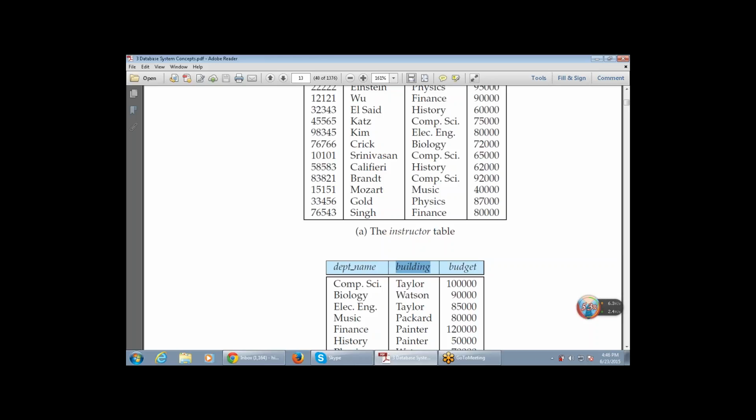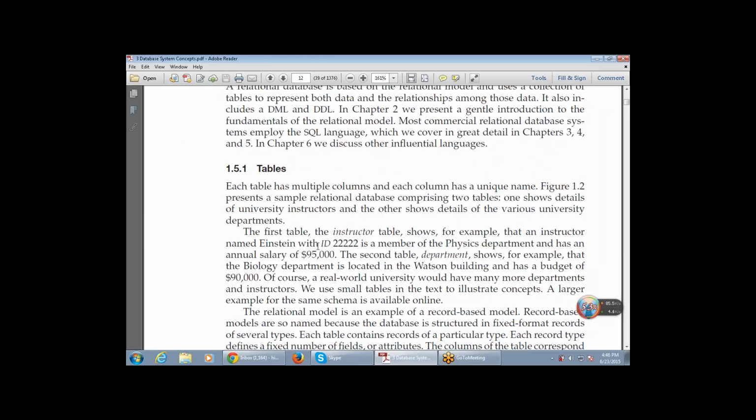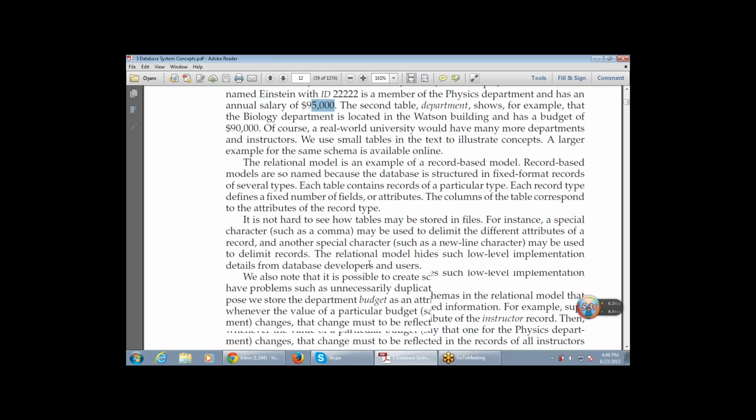So the first table is the instructor table and the next table is the department table. In the instructor table there are multiple column headings like ID, name, department, and salary. And in the department table there is a department name, a building, and a budget. So a table is a collection of rows and columns, and each column has a unique name. The first table, the instructor table, shows for example that an instructor named Einstein with the ID is a member of the physics department, with an annual salary of 95,000. This is just an explanation of the table.